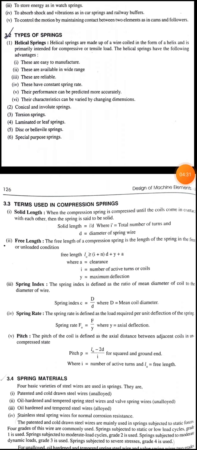Third one, spring index. The spring index is defined as the ratio of mean coil diameter to the diameter of wire. So spring index C is capital D upon small d, where capital D is the mean coil diameter.